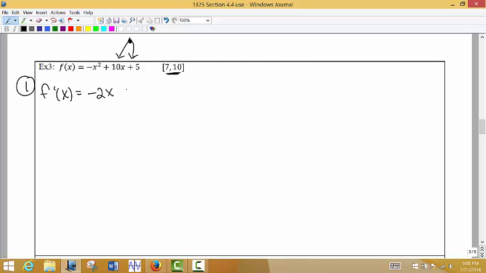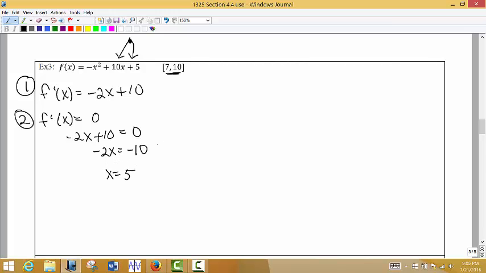That gives me negative 2x plus 10. We're going to set the first derivative equal to 0. This time it's not possible for the first derivative to be undefined, so we're not going to worry about that. So we have negative 2x plus 10 equals 0. That's negative 2x equals negative 10. Dividing both sides by negative 2, we get x equals 5.